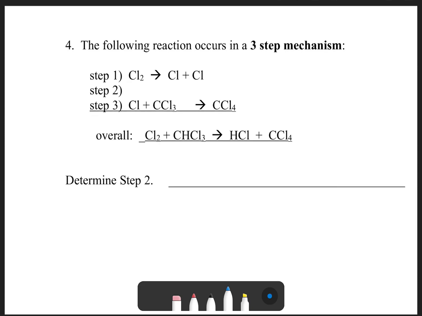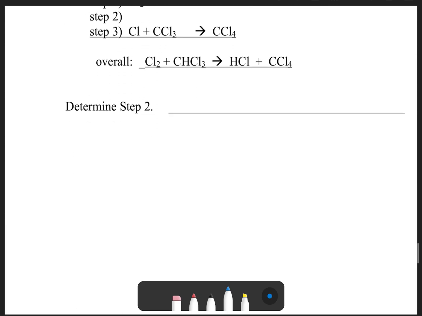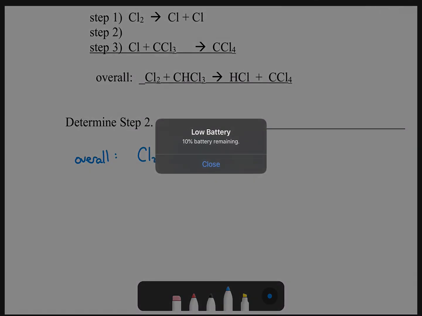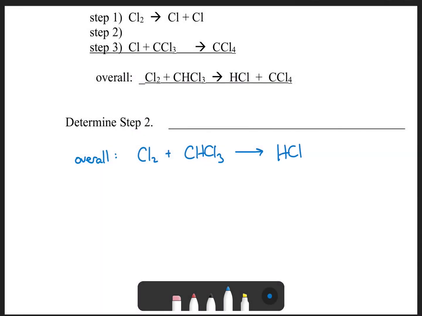Again, we have a 3-step mechanism. We have step 1 and step 3. We are to identify step 2, and we'll use a similar technique to go ahead and do so. We are going to write the overall as it is, not flipping it. So we have Cl2, CHCl3, HCl, CCl4.